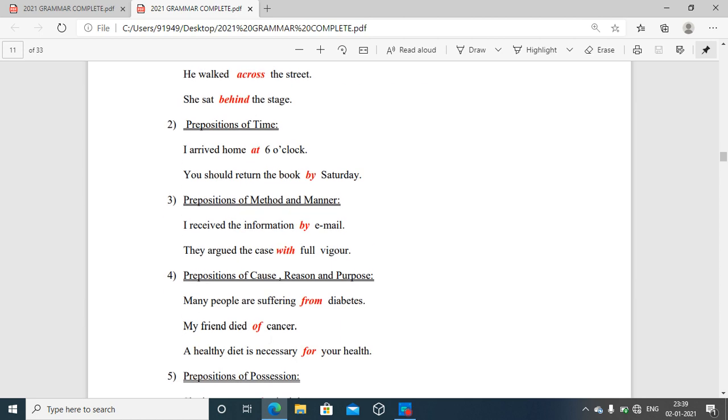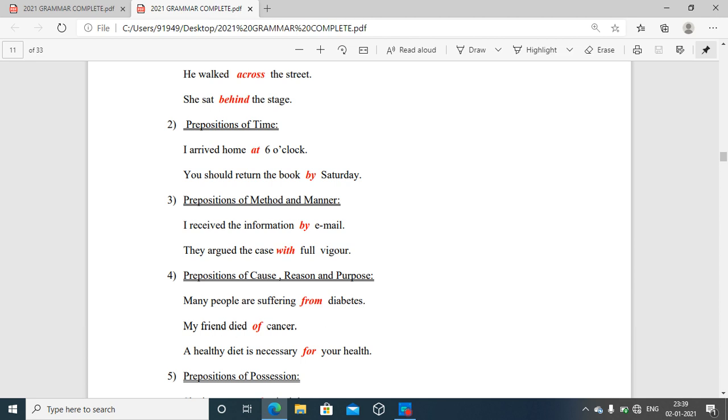Okay. And the fourth type, prepositions of cause, reason, and purpose. Many people are suffering from diabetes. You get the reason for their suffering. So that preposition serves as the preposition of reason or cause, if you want, that suffering that is caused by diabetes. But here, the from is the suitable preposition.